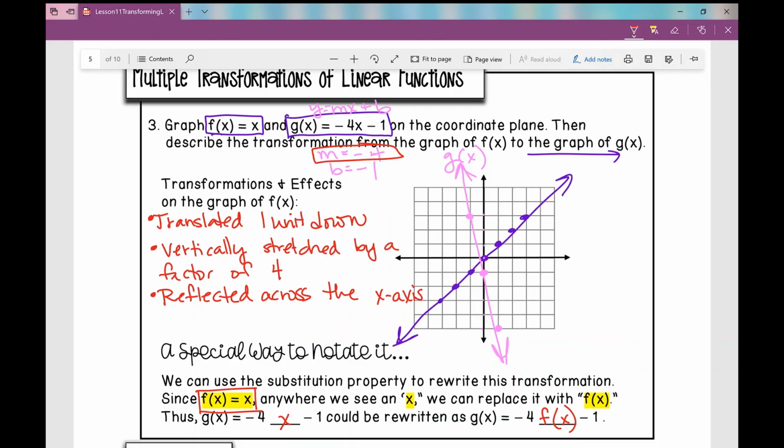And that concludes your notes over transformations of linear functions. I hope it was helpful.